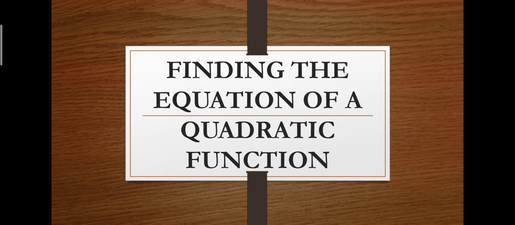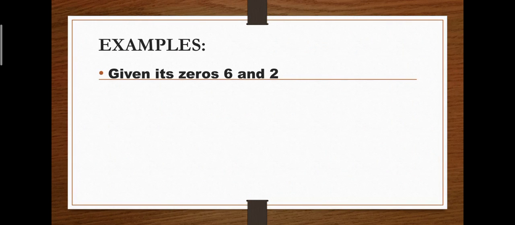For this vlog, I will discuss finding the equation of a quadratic function. Okay, first example is given its zeros 6 and 2. So the zeros are 6 and 2. So it is x is equal to 6 and x is equal to 2, right?